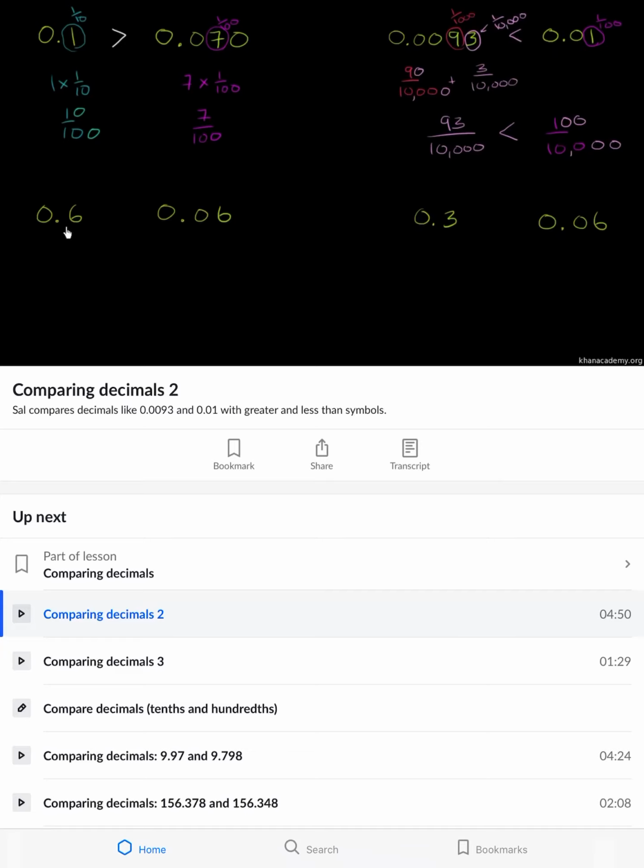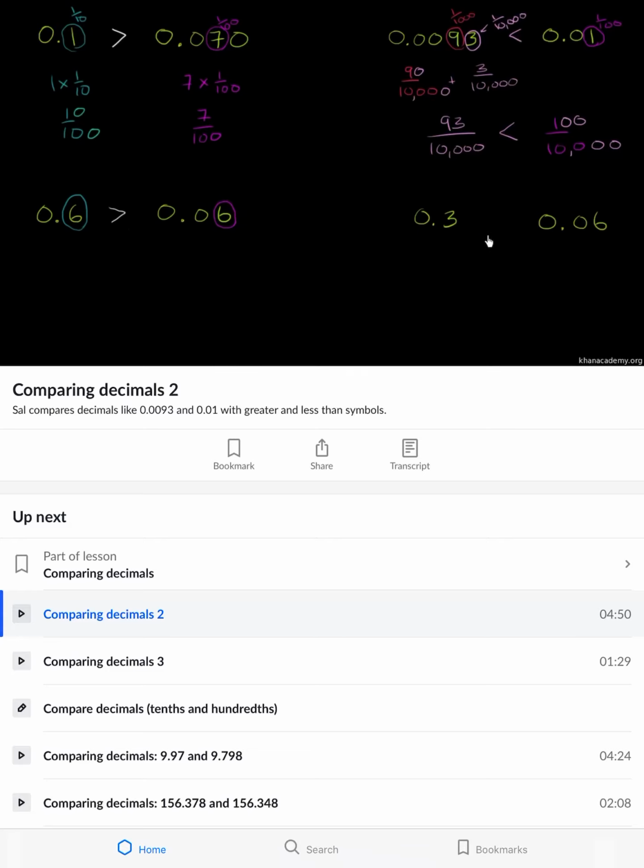So let's see, this one right over here, 0.6 versus 0.06. Here I have a 6 in the tenths place, so it literally represents 6 tenths. And in the second number, I have a 6 in the hundredths place. Well, 6 hundredths is definitely smaller than 6 tenths. A hundredth is a tenth of a tenth. So this one is pretty straightforward. This is going to be the larger value. 0.6 is greater than 0.06.